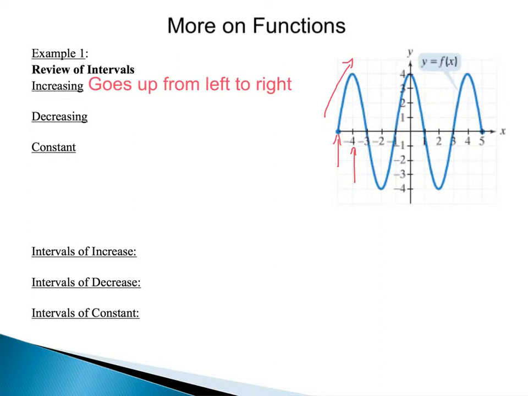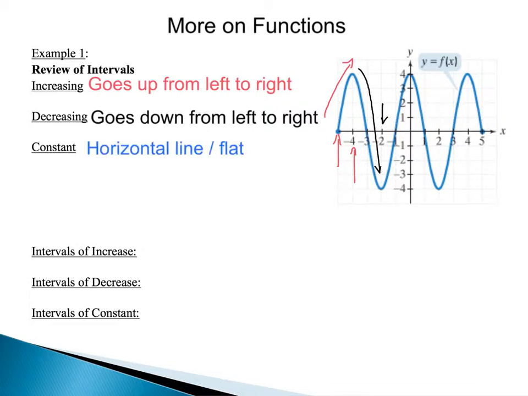from left to right. A function is decreasing when it's going down from left to right. So in this case, we can see that starting at -4, the function's going down, and it's stopping at about -2. So that would be an interval where the function is decreasing. So decreasing when the function goes down. A function is constant when it is flat, or essentially it's a horizontal line. In the graph that we have to the right, we actually have no intervals where the function is constant. It's either increasing or it's decreasing.